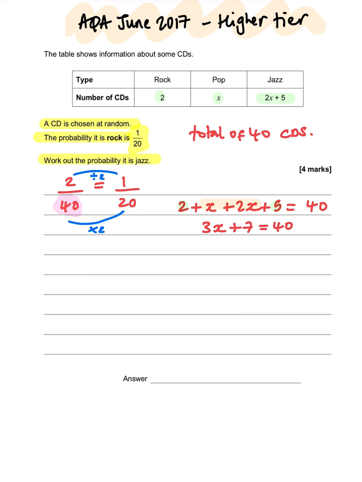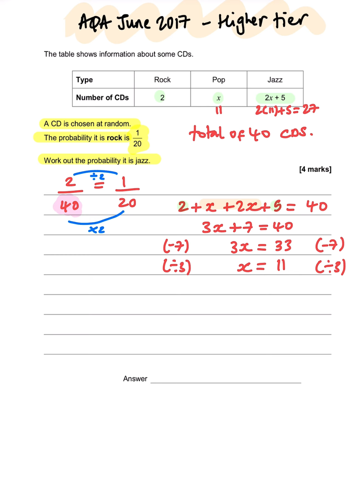We're now going to solve for x. So we're going to subtract 7 from both sides. So 3x equals 33. Then let's divide by 3. So x equals 11. All right. So if x equals 11, there are 11 pop CDs. And there are 2 times 11 plus 5 jazz CDs, which is 22, 27.